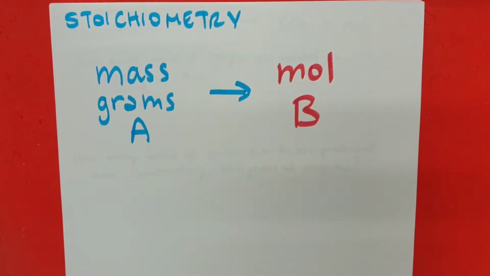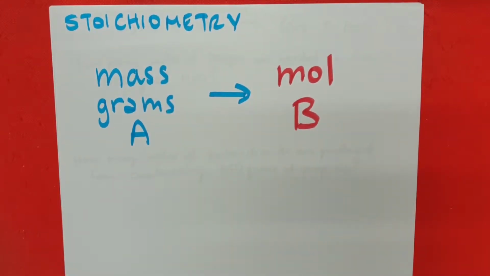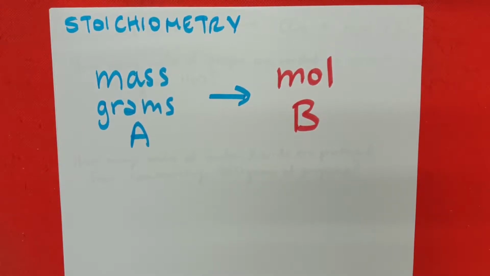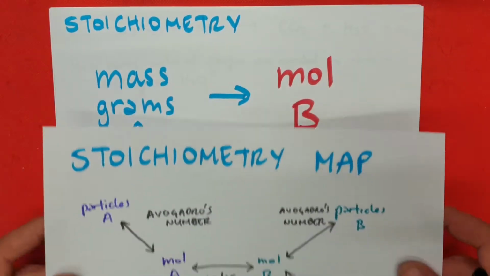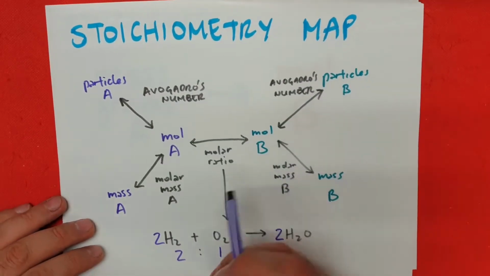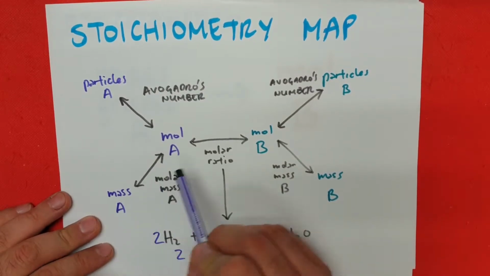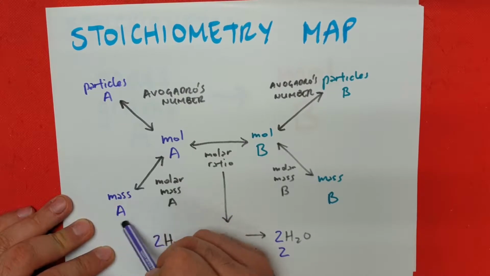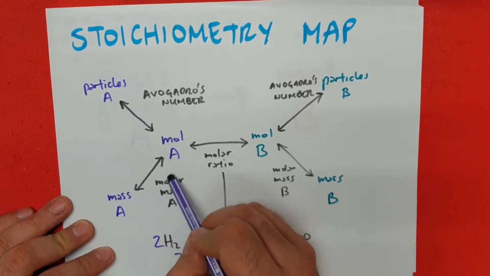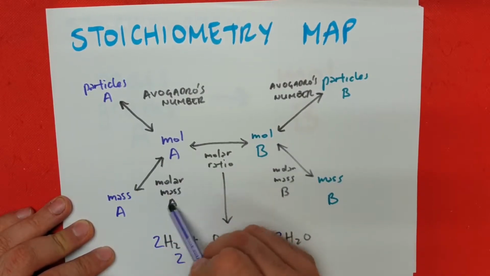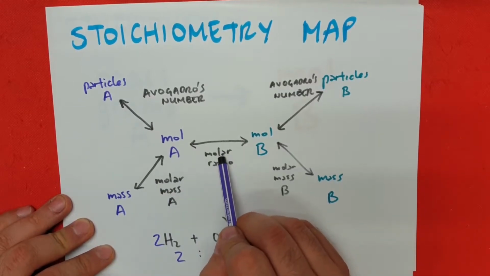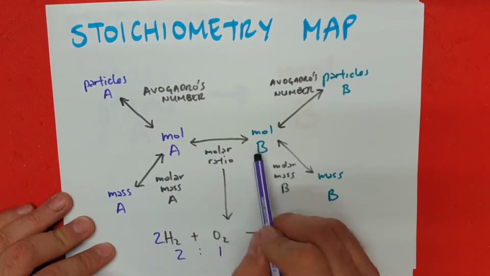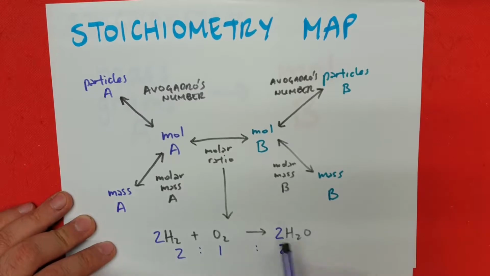In this video, we're going to explore how to convert from mass or grams of A to moles of B, where A is one substance and B is another substance. If we look at our stoichiometry map, we're going from mass of A to moles of B, meaning we need one given quantity, the mass of A, and two conversion factors to get there. We need the molar mass of A, and the molar ratio of A to B according to the balanced chemical equation.